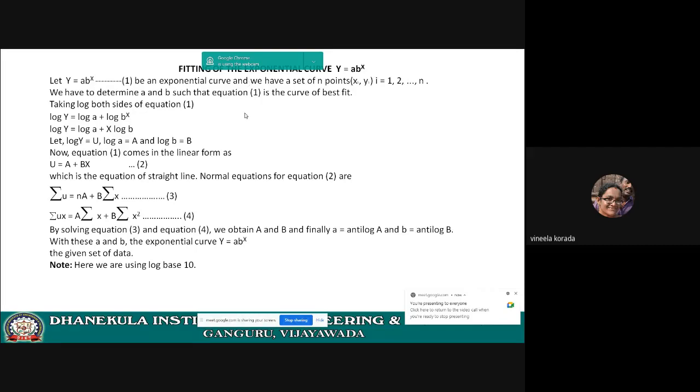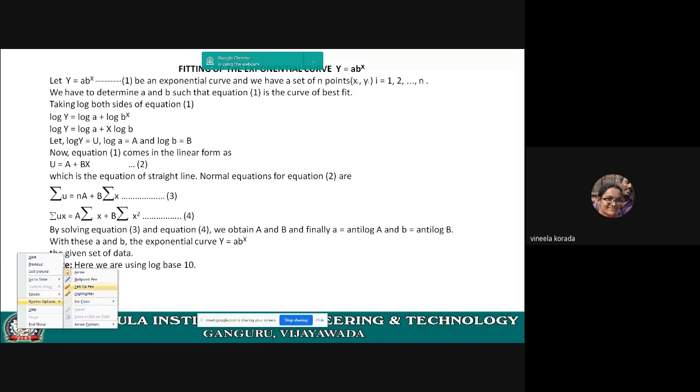This is also a power curve, fitting a power curve of the form y is equal to a into b power x. So you observe this is also a power curve, not an exponential curve. Just make a change here. Just write the general format here: fitting a power curve of the form y is equal to a into b power x.